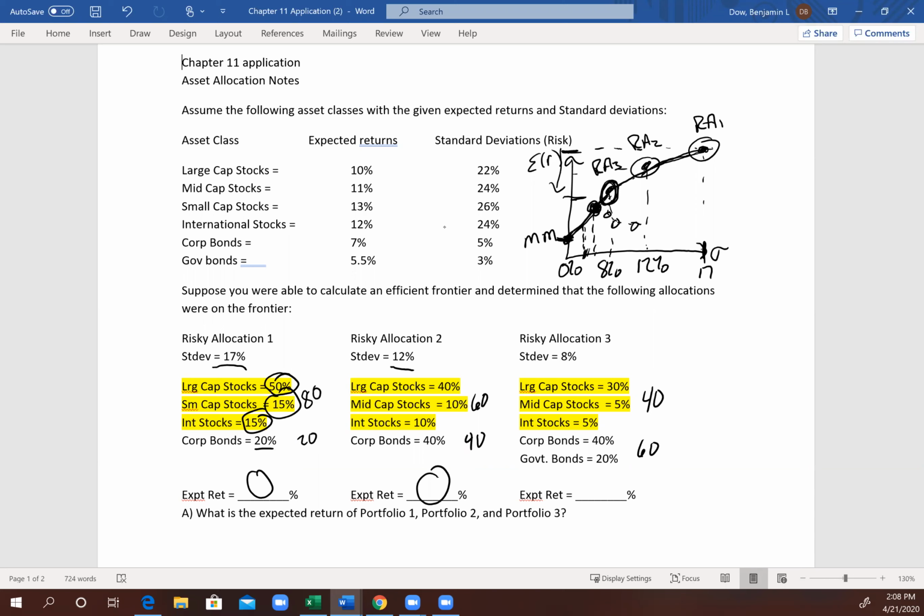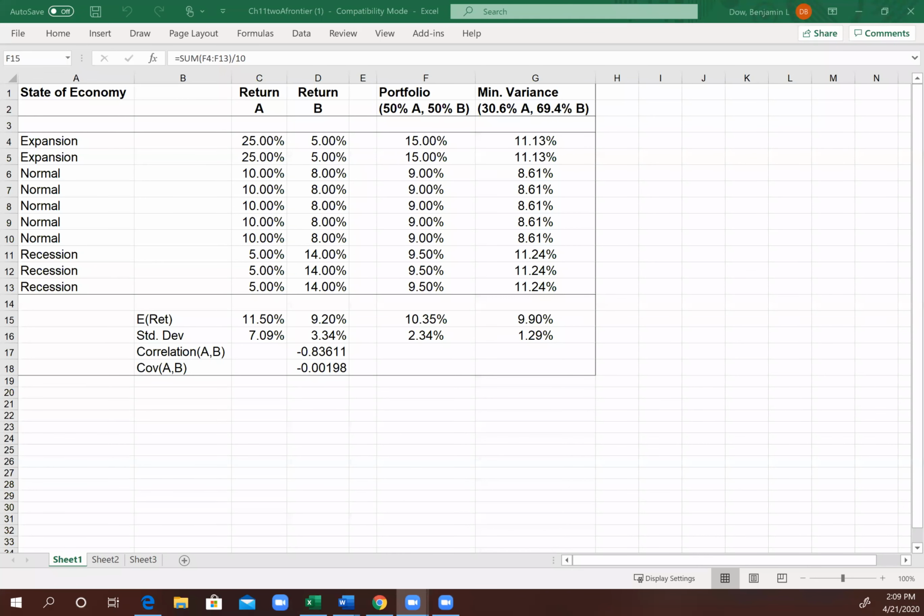All right. So let me deviate for just a second. I'm going to go ahead and look at one of the Excel files. And this is called a 2-asset frontier. I'll show you how the frontier is developed. This is the Excel sheet 2-asset frontier.